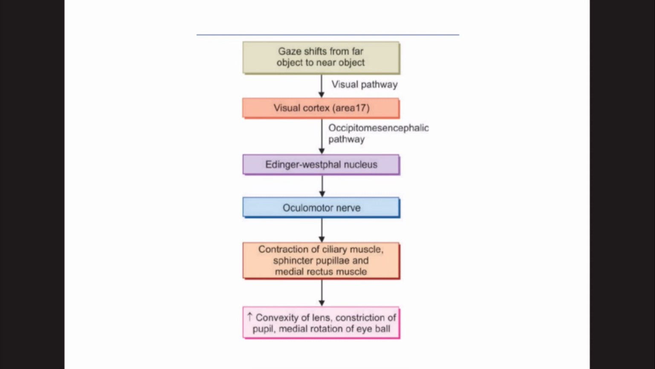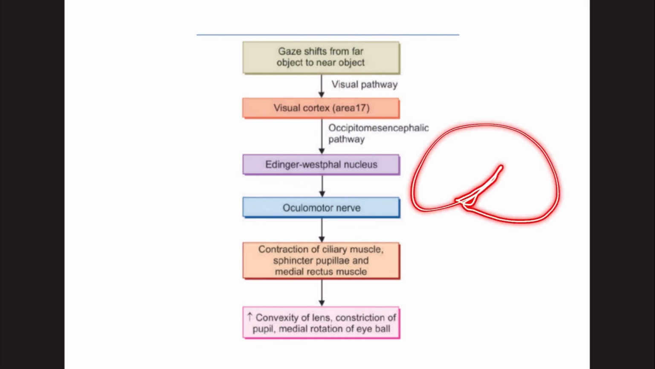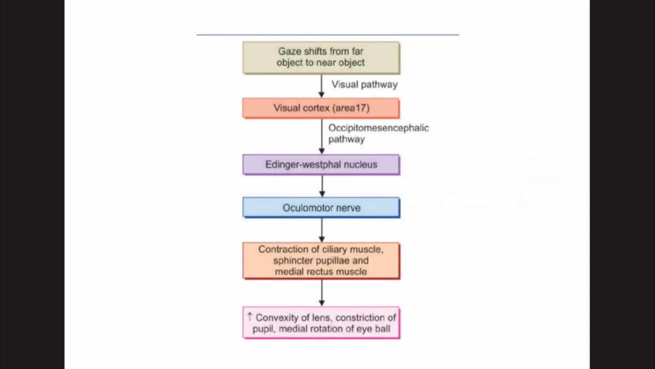The gaze shifts from the far object to the near object when the subject looks at the tip of our finger. Through the visual pathway, this enters the visual cortex. Visual pathway we have studied in special senses. Visual cortex area number 17, where is it exactly in our brain? Let's say this is our cortex. Area number 17 comes at this region, along with 18 and 19. This is the occipital part. Remember the occipitomesencephalic pathway. Through this pathway it enters the Edinger-Westphal nucleus.